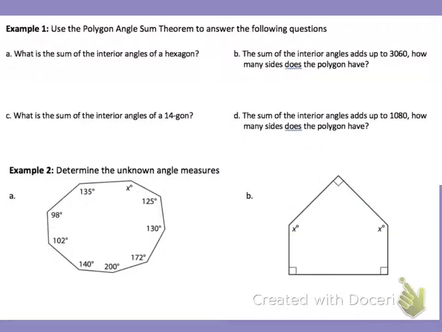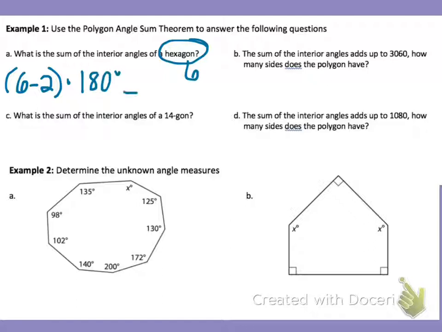So keeping that in mind, let's answer these questions. What is the sum of the interior angles of a hexagon? So first of all, hexagon. We have to think about what each prefix means. Hexa means 6, so this is 6-sided. So that would be 6 minus 2 times 180 degrees, which would be 4 times 180. That would be 720 degrees. So if you were to add up all of the angles in a hexagon, which there would be 6 of them, the sum would always be 720 degrees.